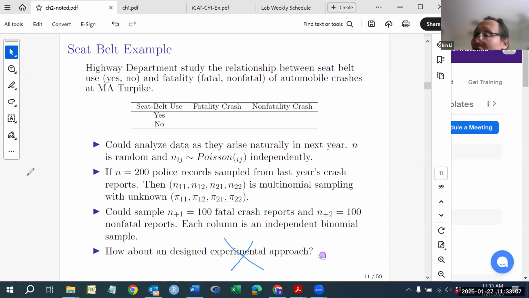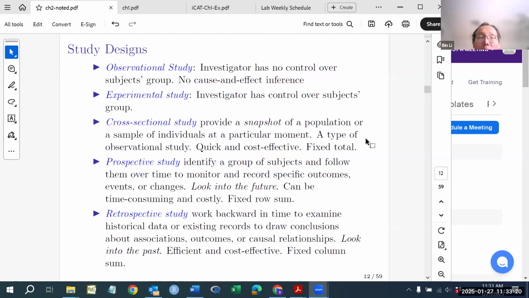Correctly identifying the design is the first step and the most important step to conduct the data analysis. Okay, so the study designs can be grouped into different types. First is the observational study. So what is an observational study? An observational study is usually like a survey. Observe, but not control. The investigator has no control over the subject group, but only observes it.